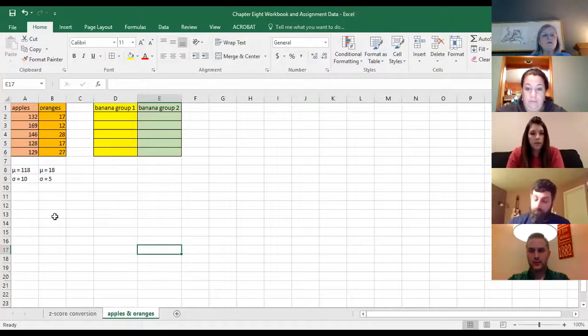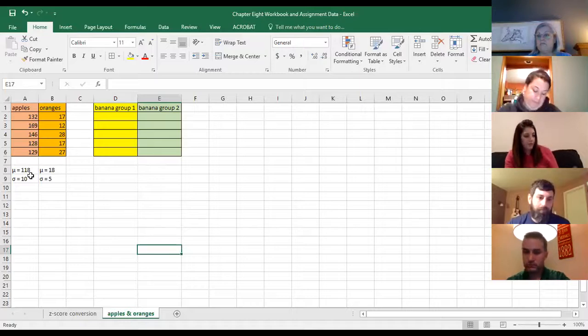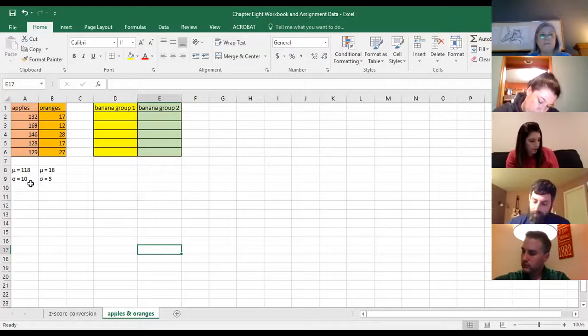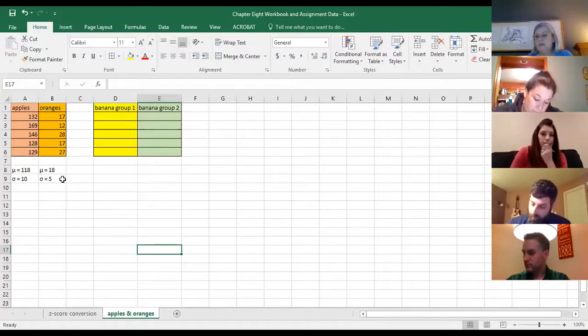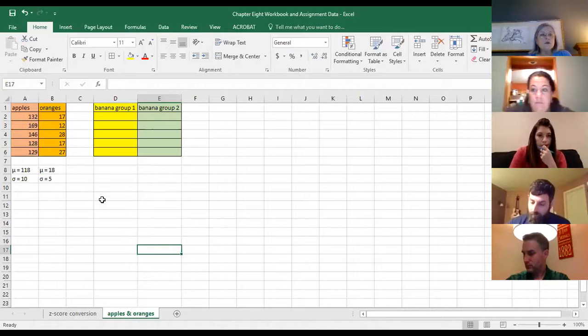Nicole, I would like for you, and I need to point out to you guys, under the apples, I just happen to know that the population mean for apples is 118. And the standard deviation is 10. And I happen to know that the population mean for oranges is 18, and the standard deviation is 5. Okay? So here's what I would like to do.